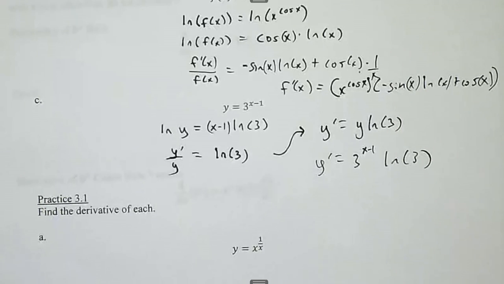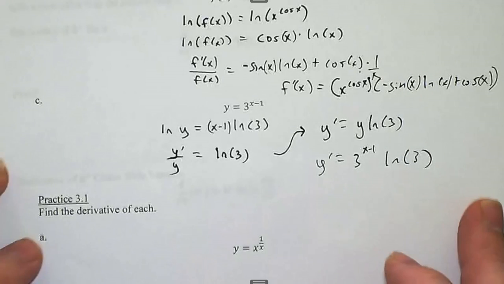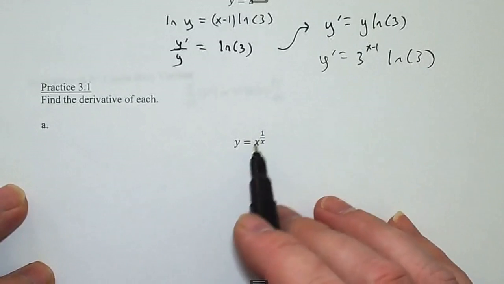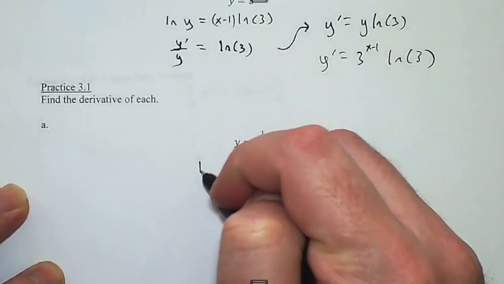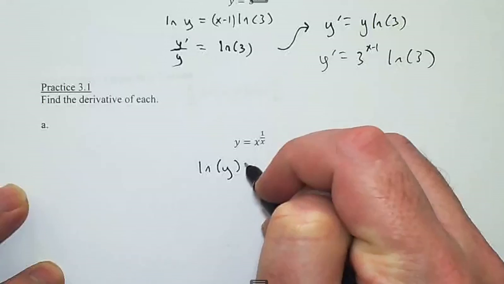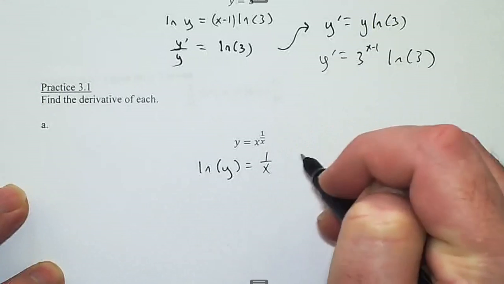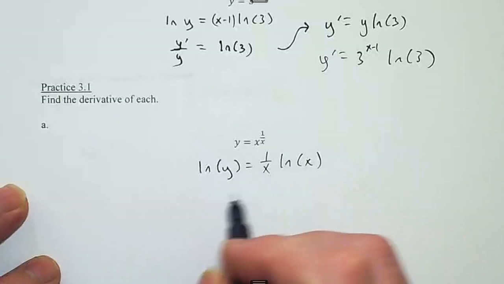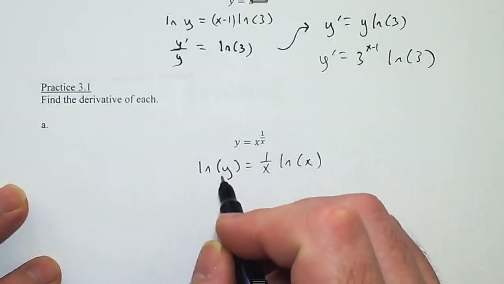All right, let's see how we did. All right, so on this one here, this is definitely a situation for logarithmic differentiation. So the natural log of both sides allows us to bring that power of 1 over x down. Now I'll take the derivative with implicit differentiation.